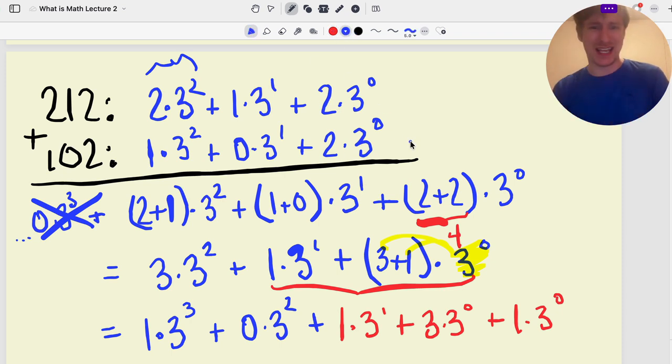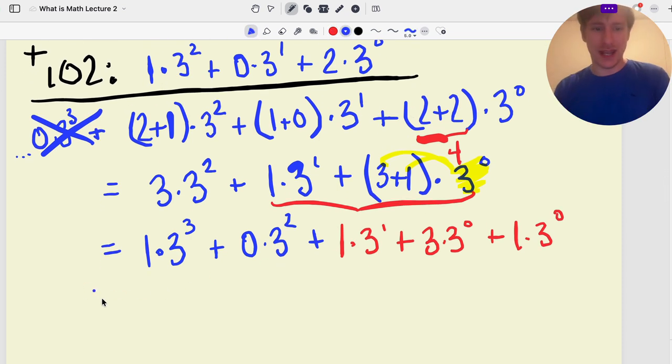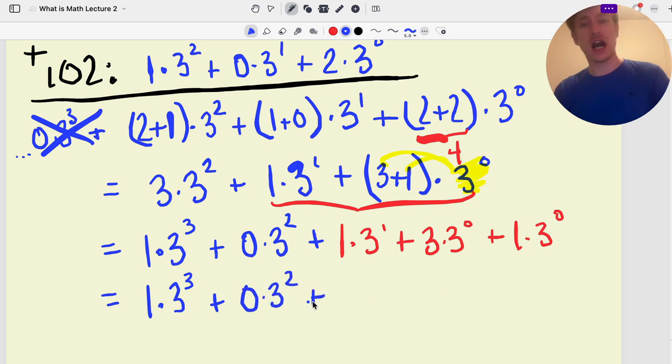Now what's happening here? Well, the thing that's happening is I have 1 copy of 3 to the third. I have 0 copies of 3 squared. How many copies of 3 to the first do I have? I argue that I actually have 2.